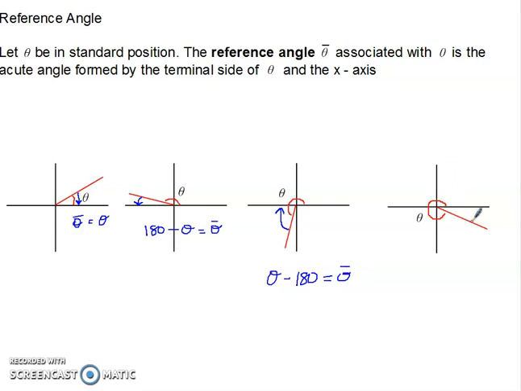And for our fourth quadrant, to get to that nearest x-axis, I can make a full 360-degree rotation and then subtract out that red rotation to be left with that little piece that's left. So here I would start with 360 degrees and subtract off my angle theta to be left with the reference angle. So all we are doing is trying to get to the x-axis in the shortest direction.